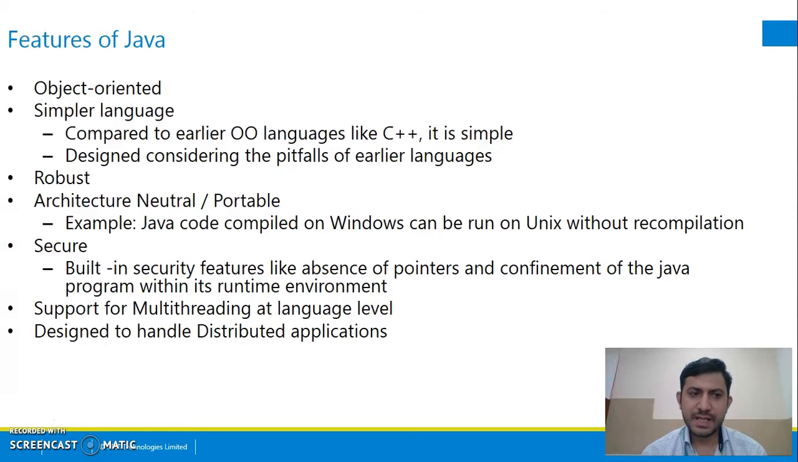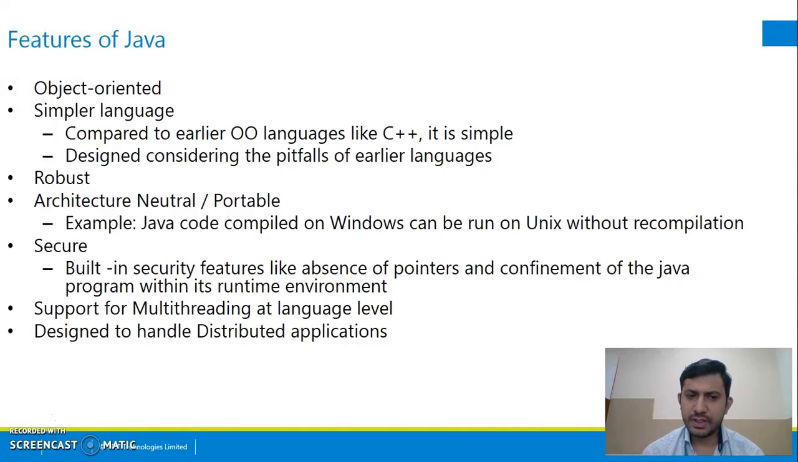It is robust language, very powerful language for creating any kind of applications, and it is architecture neutral. A Java code compiled on Windows can be run on Unix without recompilation. That is the most powerful feature of Java, platform independent code. So write once, run anywhere.